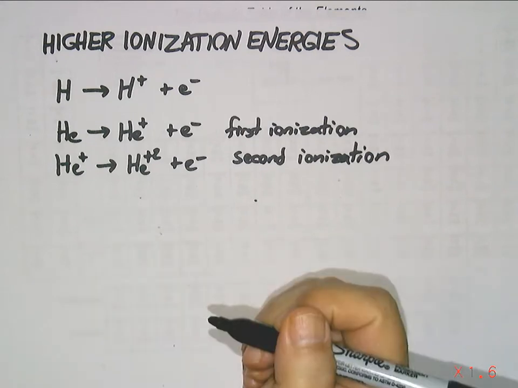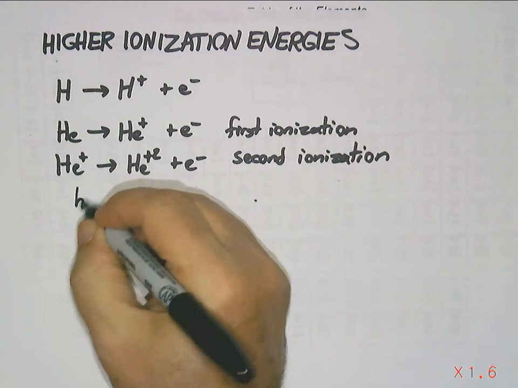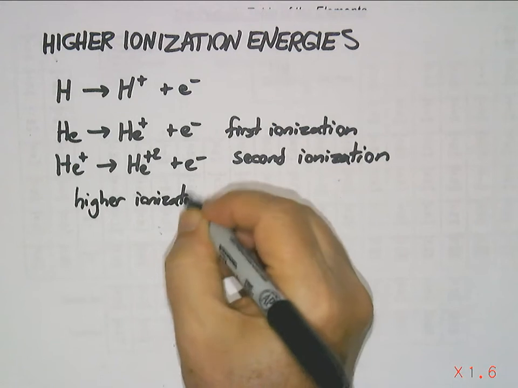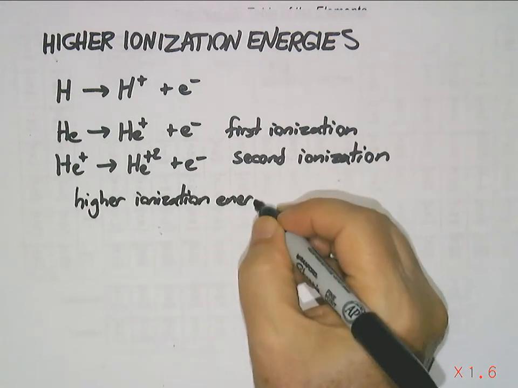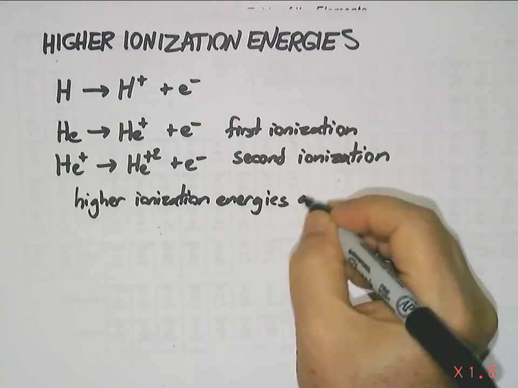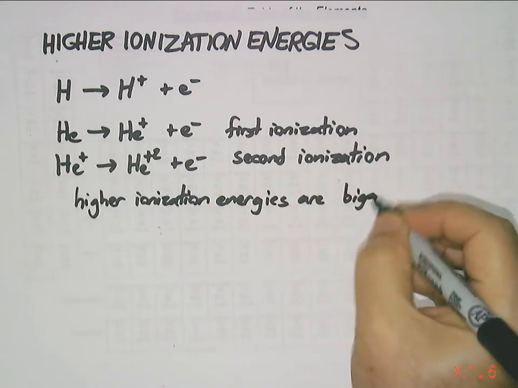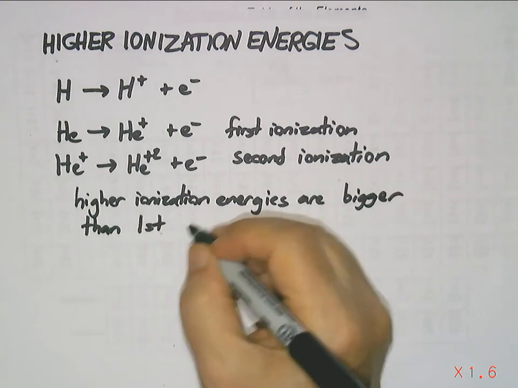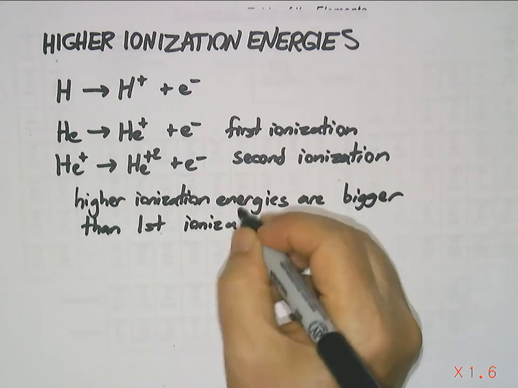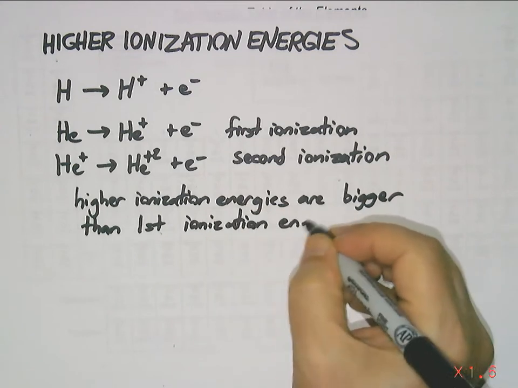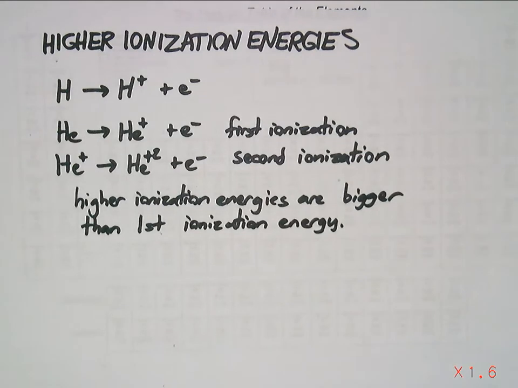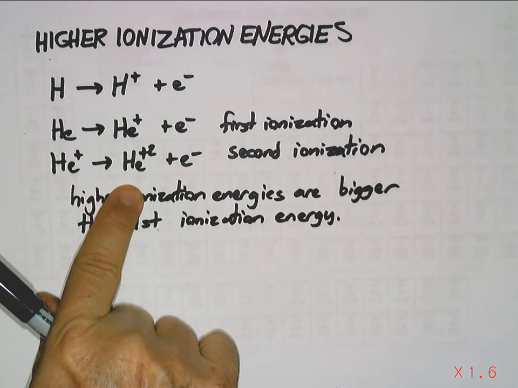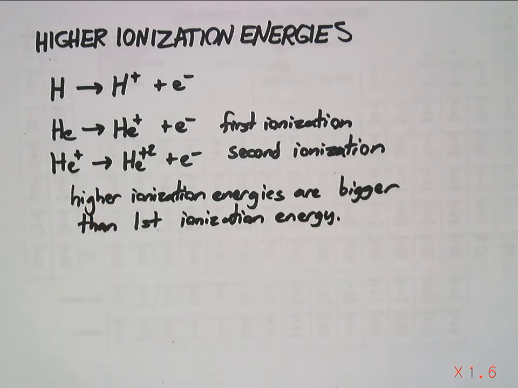So you can generalize a little bit and you can say these higher ionization energies, like the second one, are bigger than the first ionization energy. Which makes sense. But you can't have a third ionization energy for helium because it only has 2 electrons. So there is no third ionization energy.